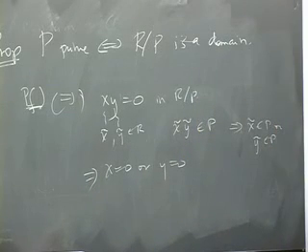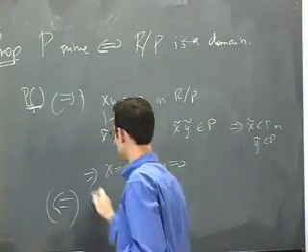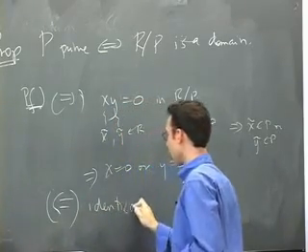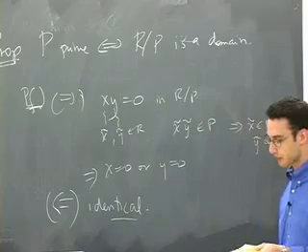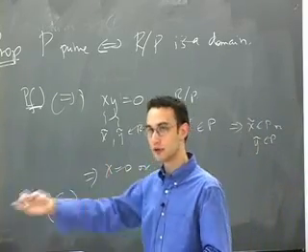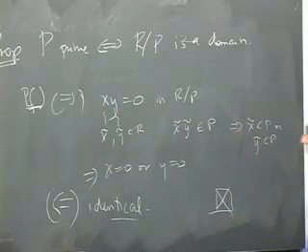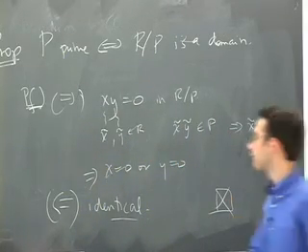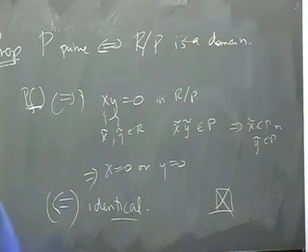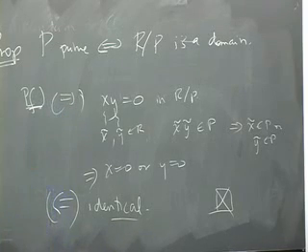Is that clear? The other direction is identical. You just reverse the argument. You start out with these things and then you take the descents rather than taking lifts. So this is a very easy result. It's a very nice characterization, and one of the best ways of thinking in general about prime ideals is that they have quotients being domains.